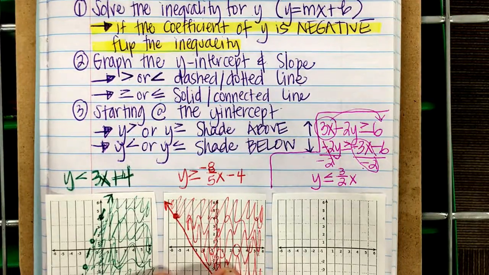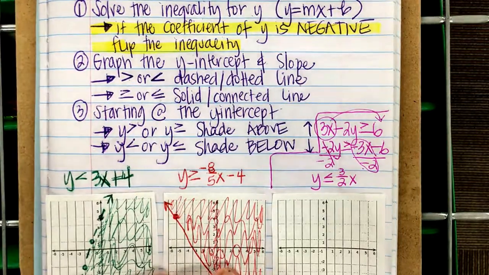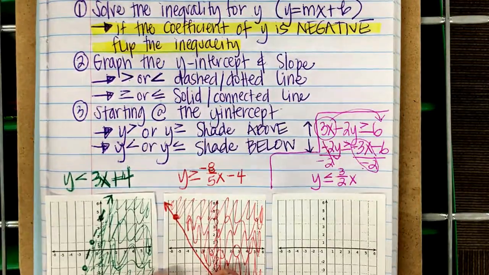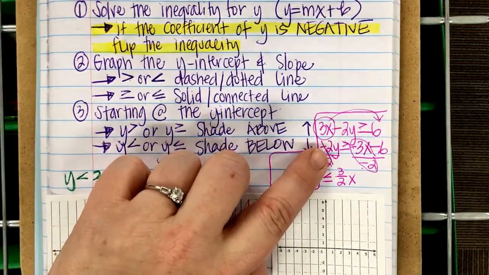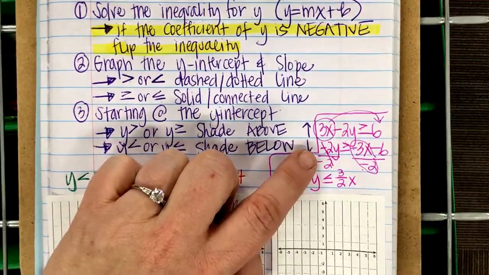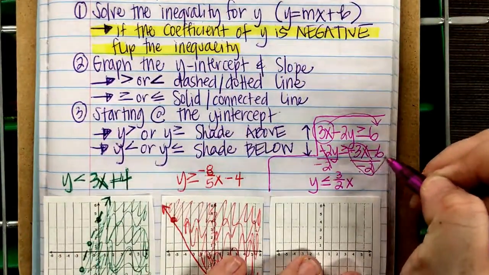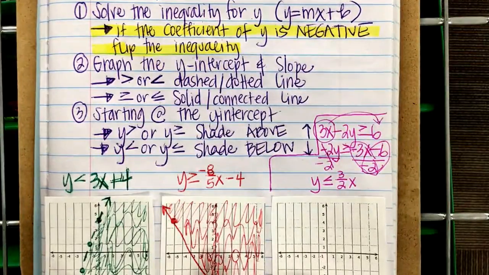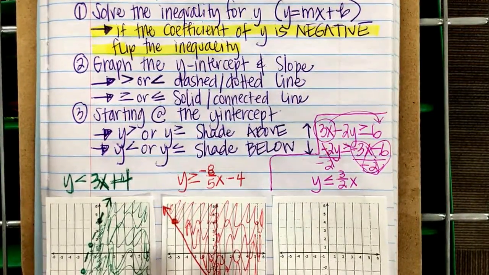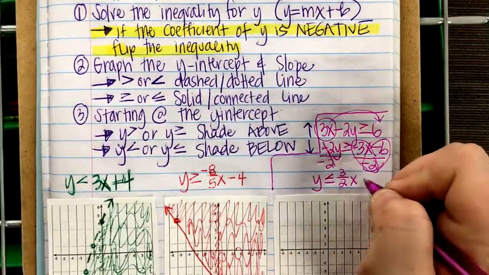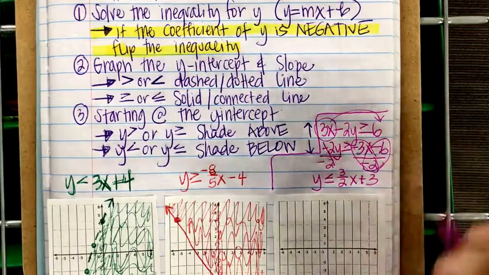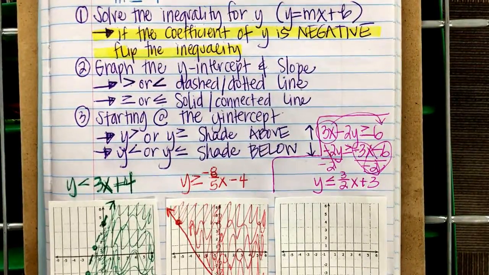That's if your coefficient is negative. If your coefficient is positive, if that was positive 2y, you wouldn't flip it. But since it's a negative value, we have to flip-flop it. What's negative 6 divided by negative 2? Positive 3. 2 negatives make a positive. Plus 3.